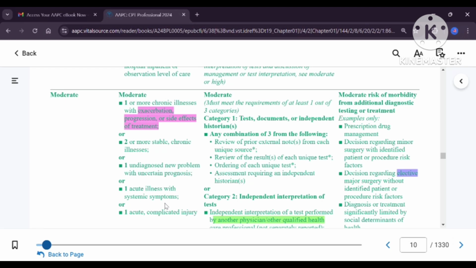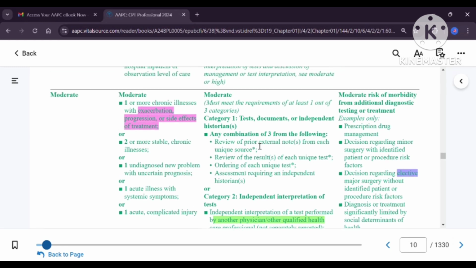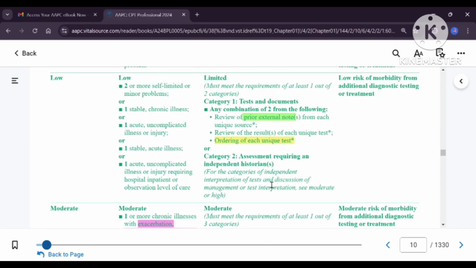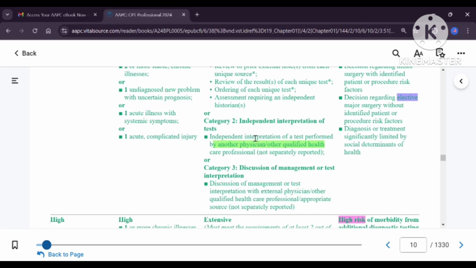And under moderate level of MDM, what are the amount and complexity of data to be reviewed and analyzed? Here you can see 3 categories. The first category will include all the 3 points that were said in the limited level, like review of prior external notes, review of result of each unique test and ordering of each unique test. And in addition to that, if the assessment requires an independent historian, and out of these 4 points, if any 3 is satisfied, then you can consider it as moderate. Then what will be the next category? Independent interpretation of test.